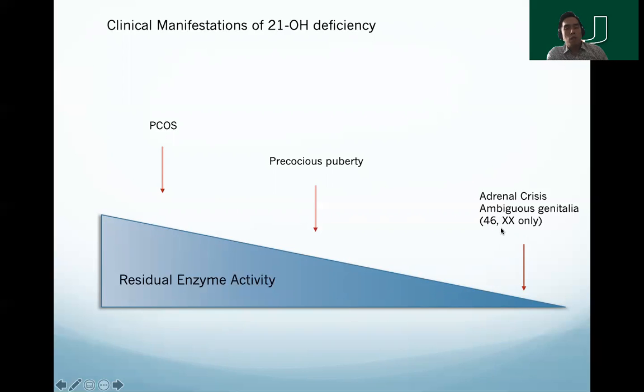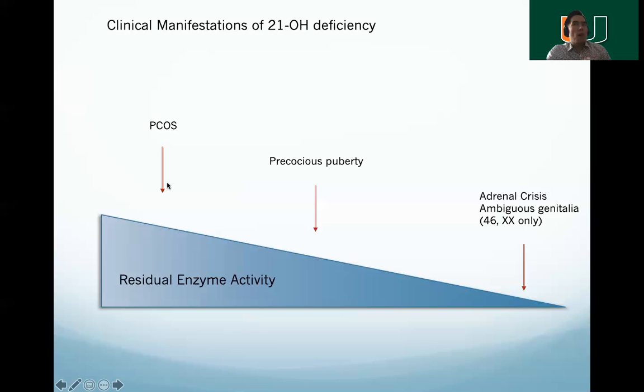I'm going to explain in more detail in the next slide. Okay, how about those that had some residual enzyme activity? They have enough enzyme activity that they make enough cortisol and aldosterone, so you don't have adrenal crisis. But because of an accumulation of androgen, you present with signs of precocious puberty, right? Remember, they usually present with signs of adrenarche, right?